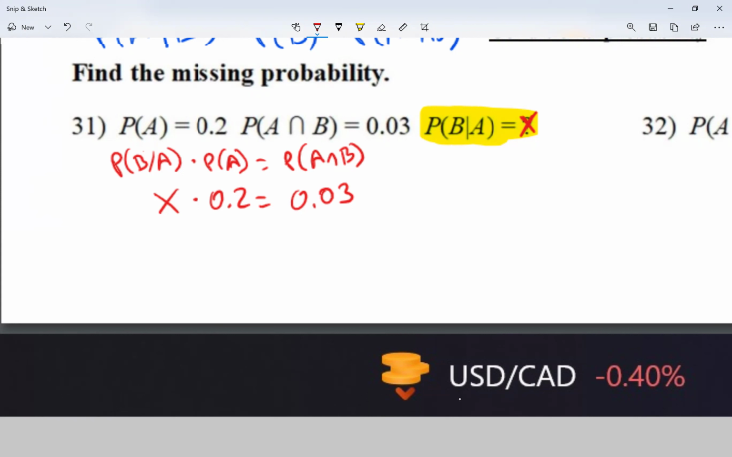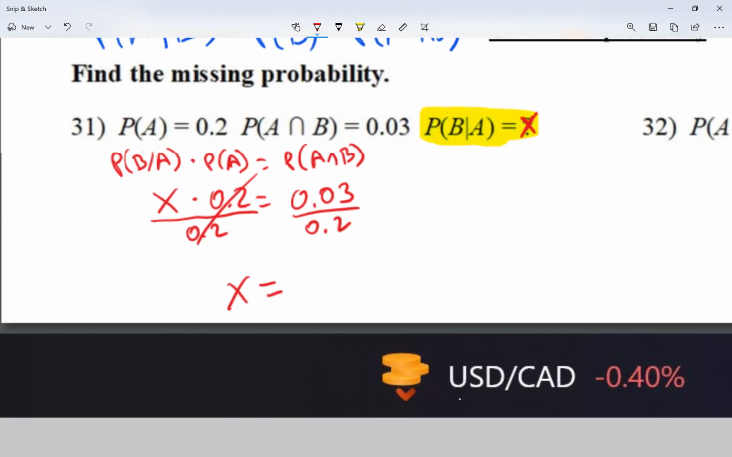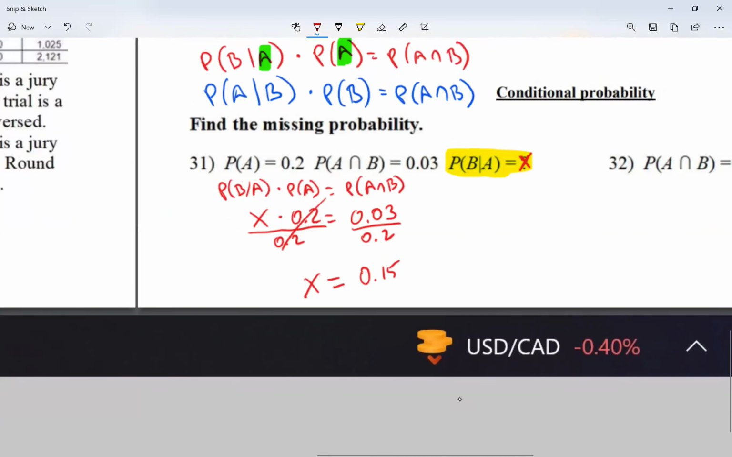Now, what would I do to get x by itself? Let me divide by 0.2. Again, I'm looking at this as a simple algebra question. So let me divide by 0.2. I'm going to use a calculator if necessary. 0.03 divided by 0.2 gives me 0.15. Cool, that was not bad. Let's take a look at number 32.